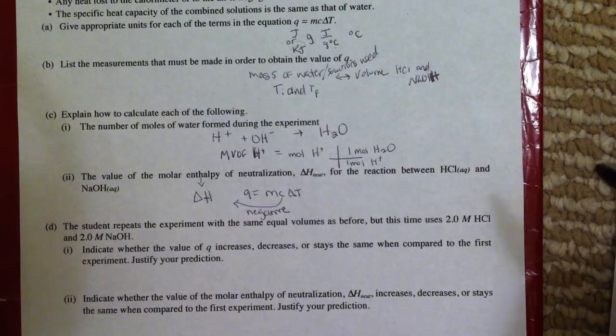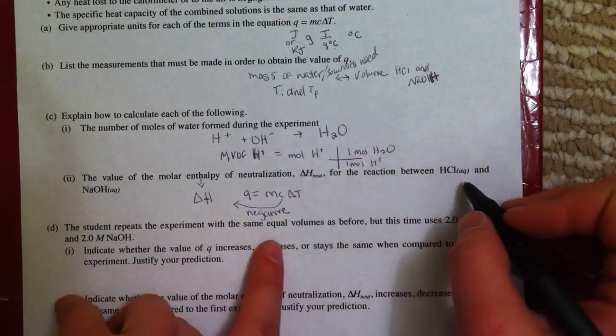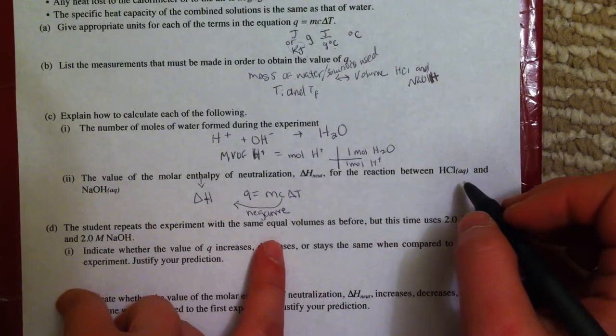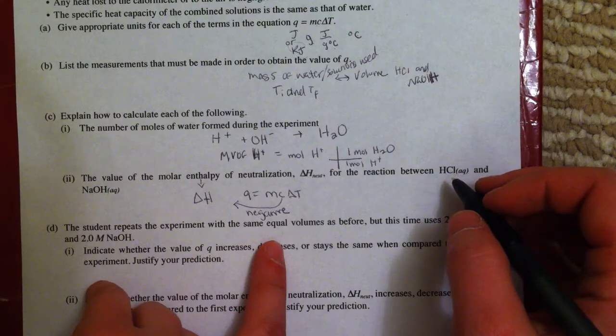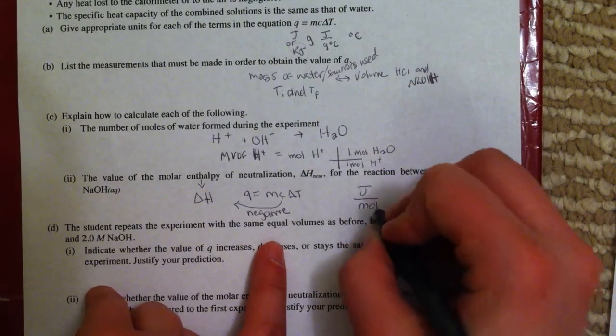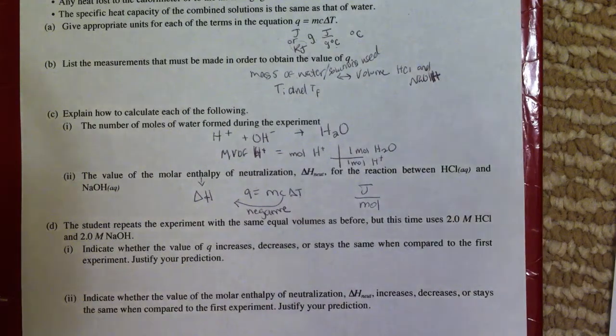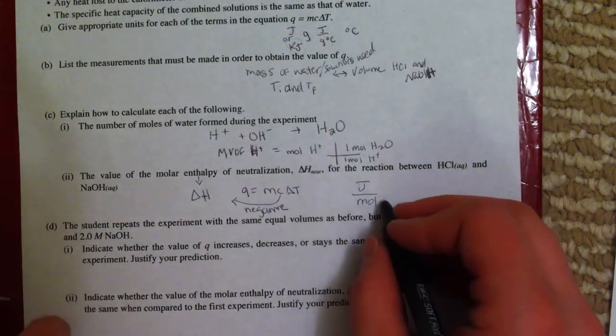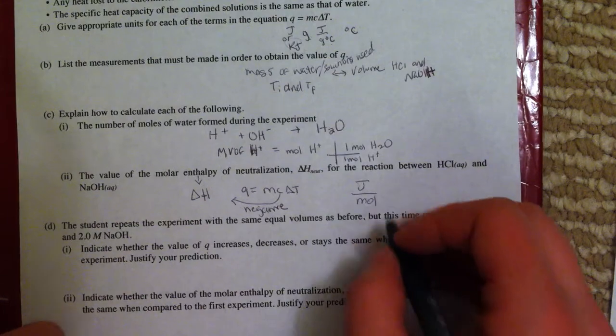And we want it in joules per mole, so we're going to take the joules and divide by moles of H2O.